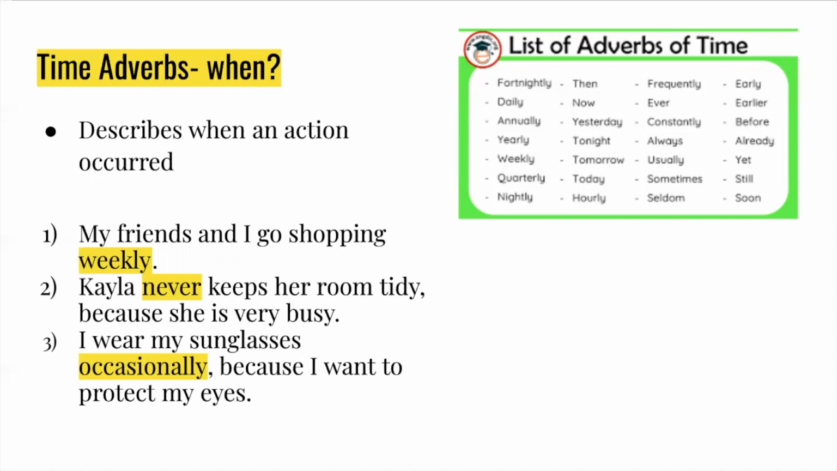An example of this in a sentence is: my friends and I go shopping weekly. Here, weekly describes how often or when my friends and I go shopping. The next statement is: Kayla never keeps her room tidy because she's very busy. Here, never describes when she keeps her room tidy. And the last sentence is: I wear my sunglasses occasionally because I want to protect my eyes. Here, occasionally describes when I wear my sunglasses.